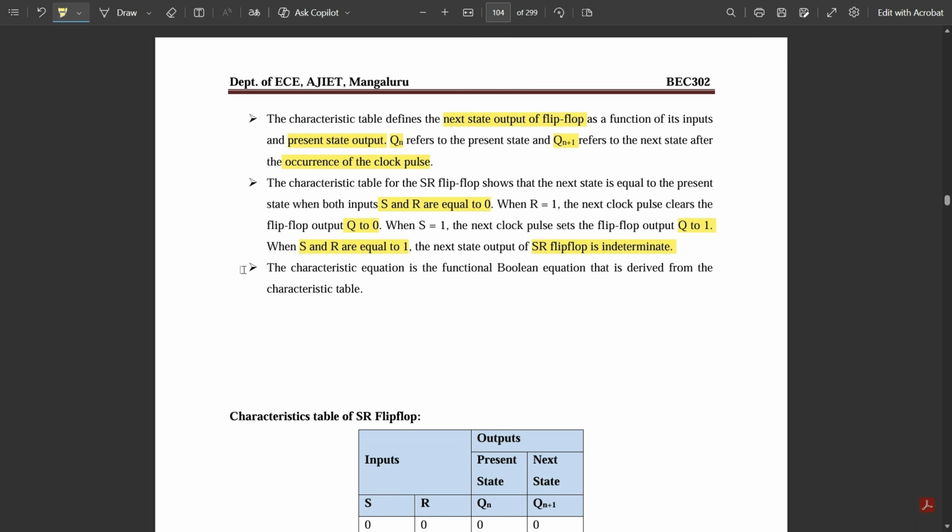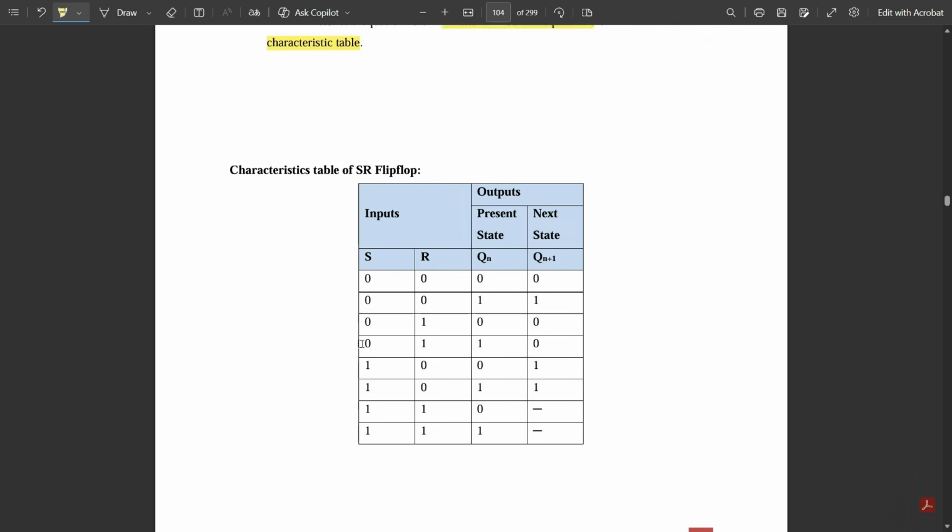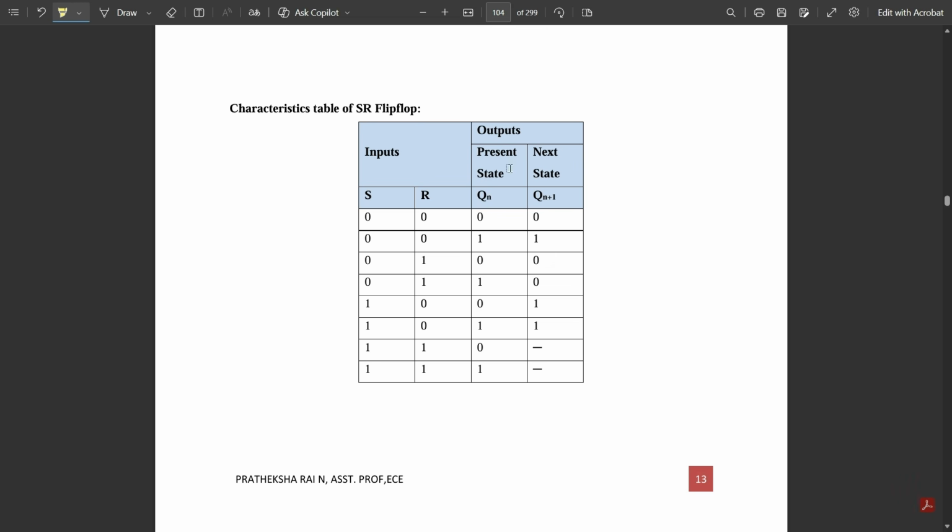Okay, so you see here the characteristic equation is the functional Boolean equation that is derived from the characteristic table. So whatever characteristic table you get, right, the function table, based on that you need to be building a K-map and getting the Boolean function. Okay, so how that is done, you see here one by one. First for the SR flip-flop.